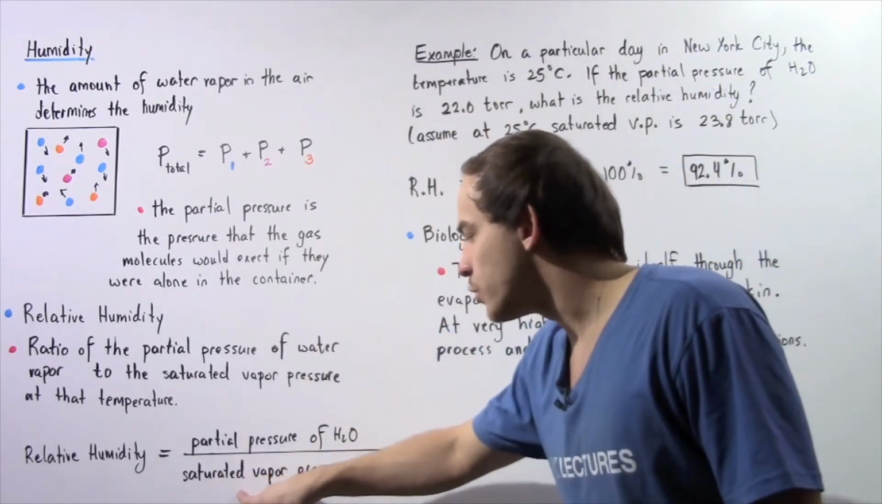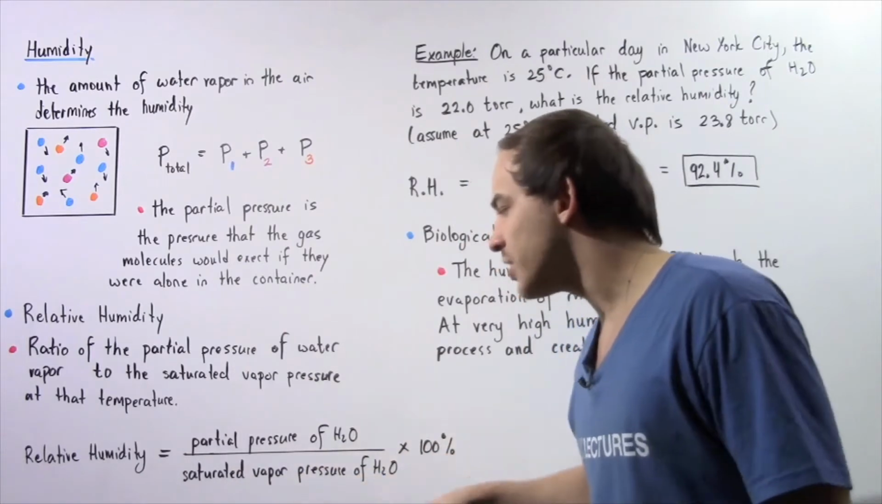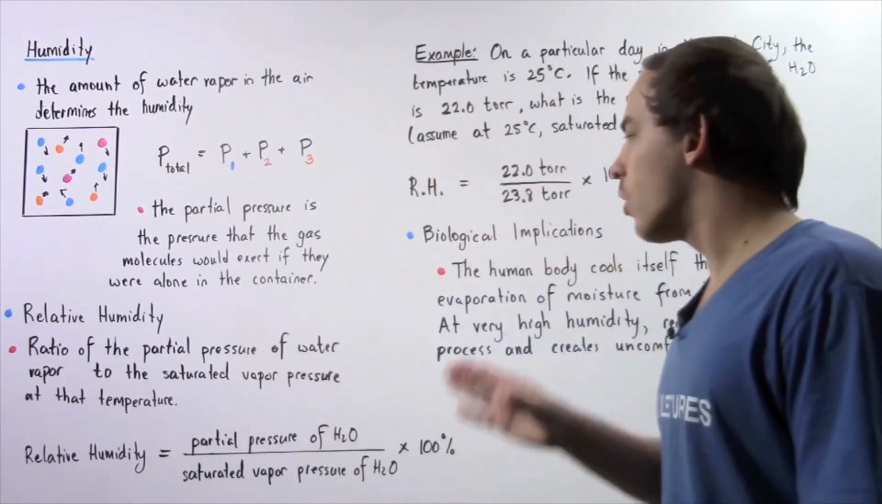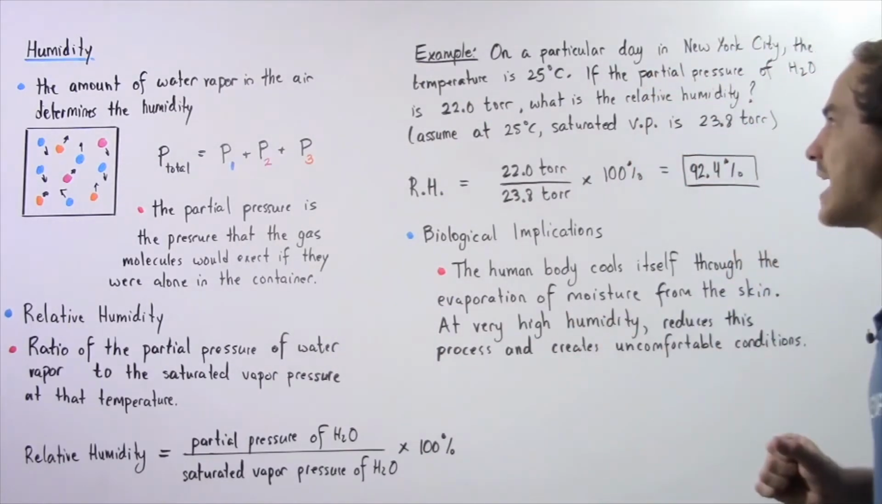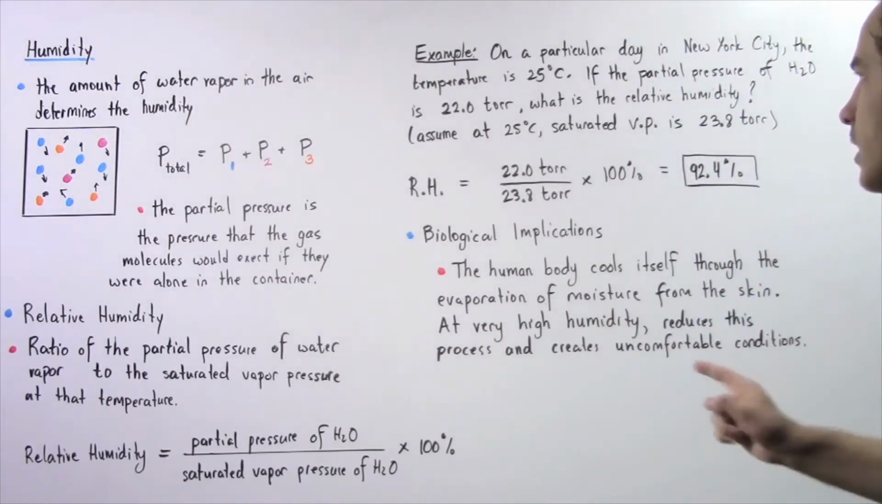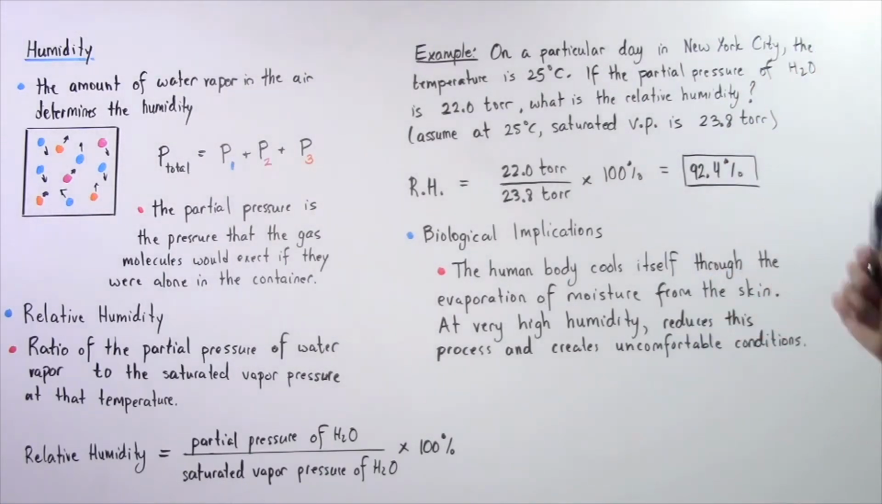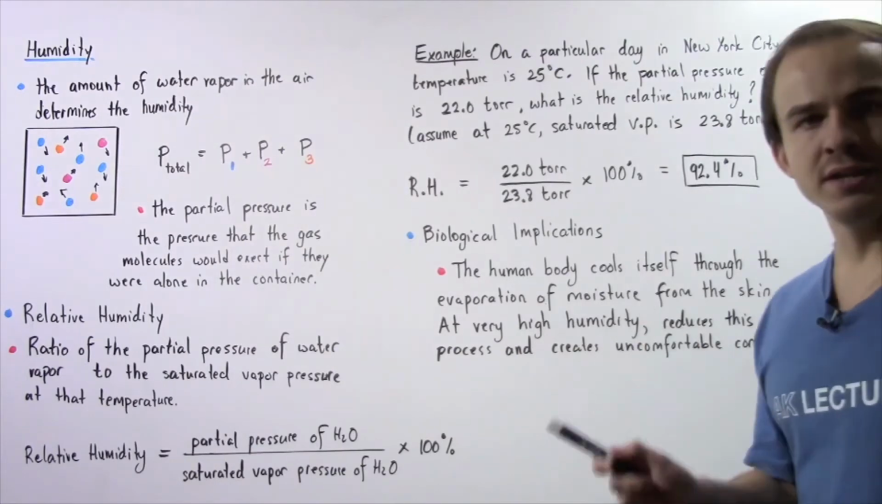So the saturated vapor pressure of water is simply how much water the atmosphere or the air can hold at that specific temperature. So, let's look at the following example. On a particular day in New York City, the temperature is 25 degrees Celsius. Now, if the partial pressure of H2O is 22 torrs, what is the relative humidity?